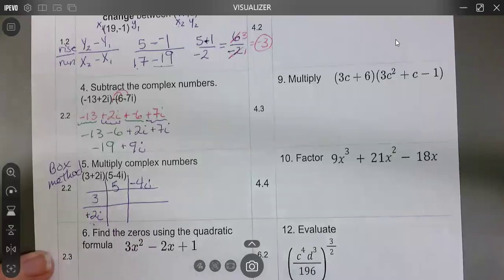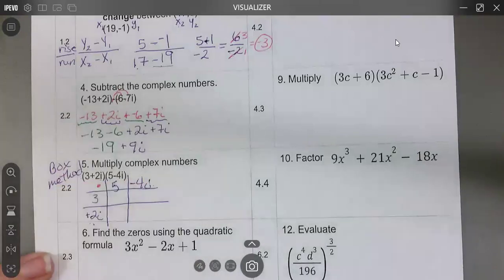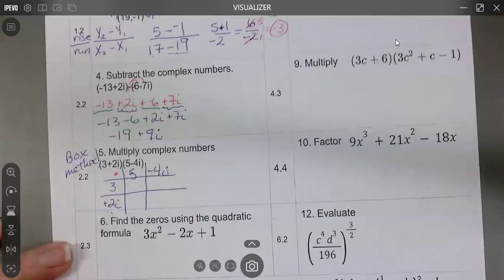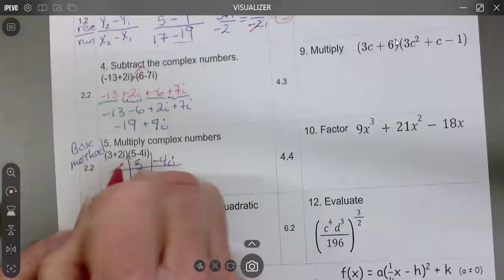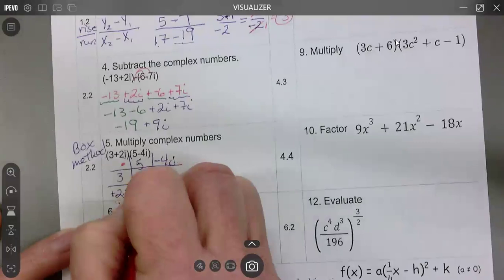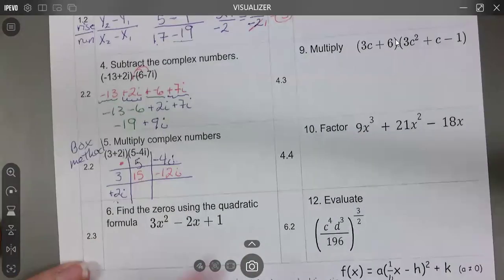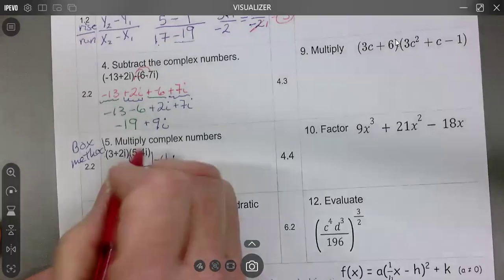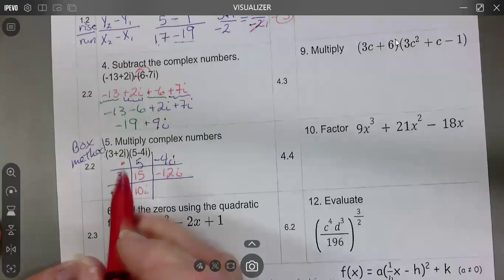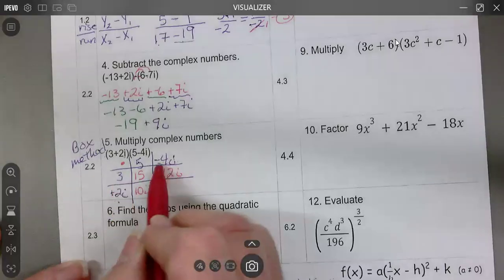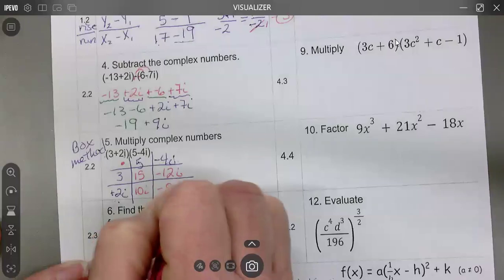From there, we multiply. So sometimes I put my multiplication dot in there to remind me. We get 3 times 5 is 15. 3 times -4 is -12i. Don't forget that i. And we have 5 times 2 is 10. This one also has an i. And then we have 2i times -4i is going to give us -8i squared.